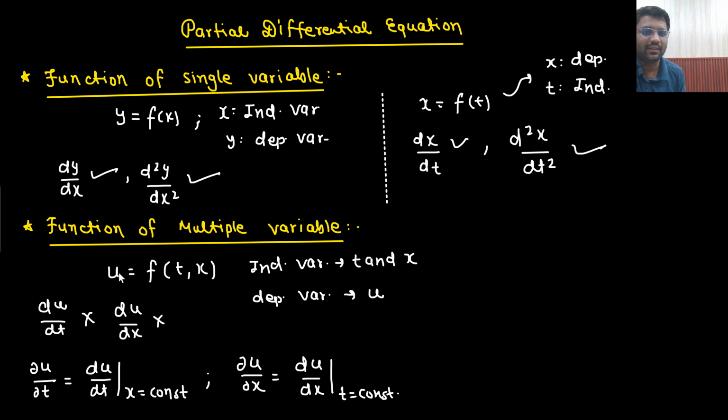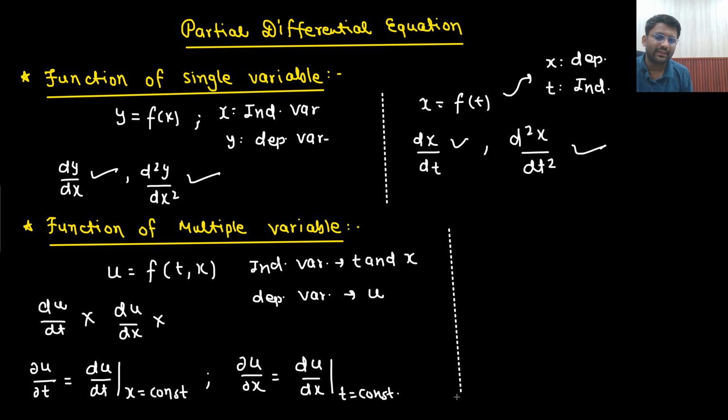If your variable is a function of more than one variable, t, x, y, z, then you can calculate the partial differentiation. That means along one variable you calculate the differentiation keeping the other variables constant, then along the other variable you calculate the differentiation keeping the previous one constant. All these concepts we have already seen when we studied differential calculus.